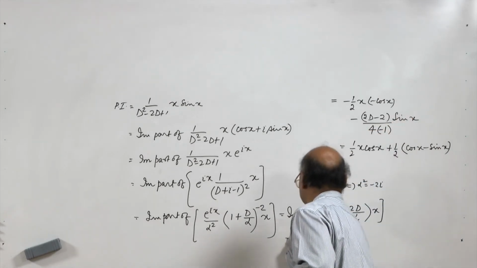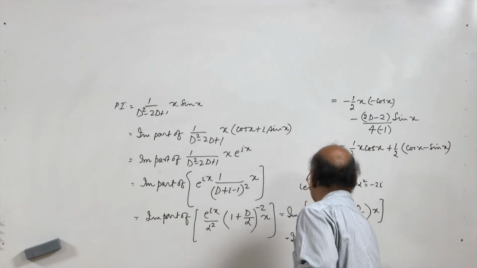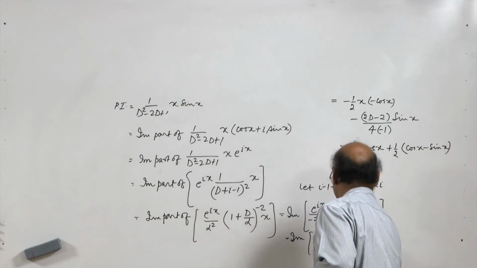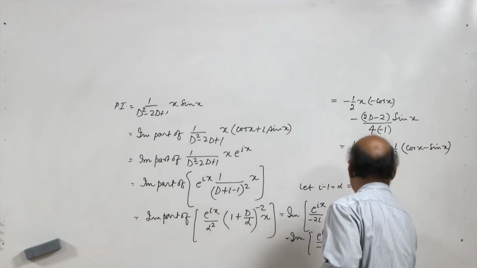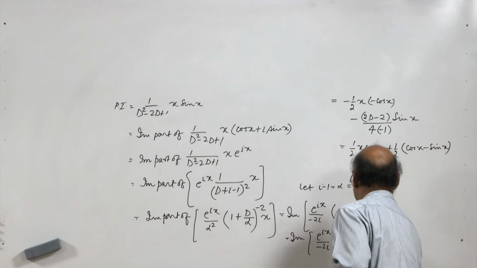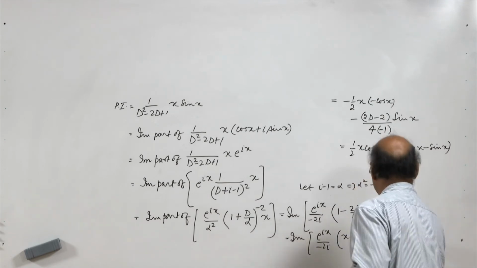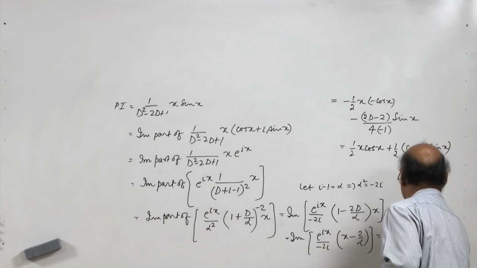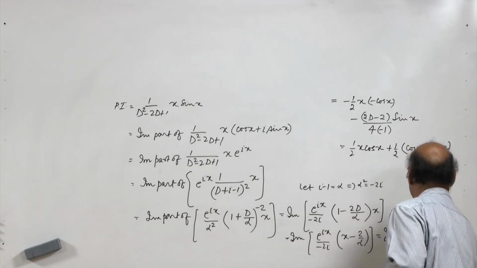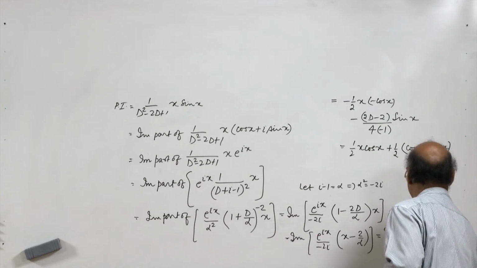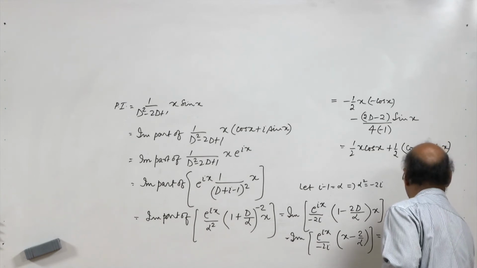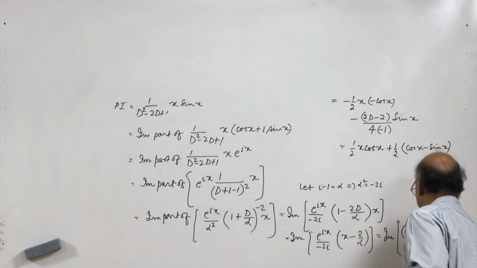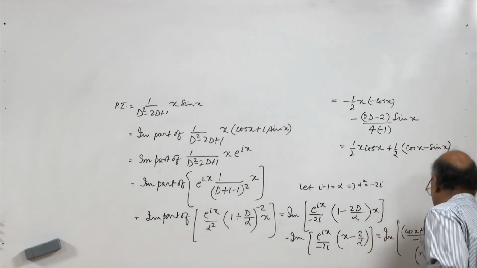So, this will be equal to the imaginary part of x minus 2 upon alpha. Now, this is equal to the imaginary part of cos x plus i sin x divided by minus 2i into x minus 2 upon i minus 1.